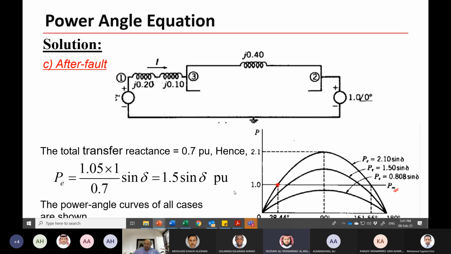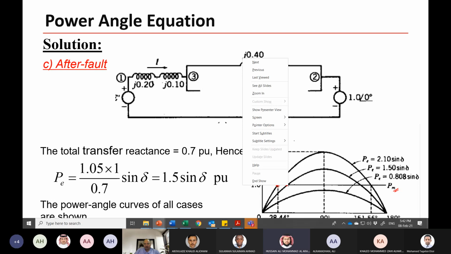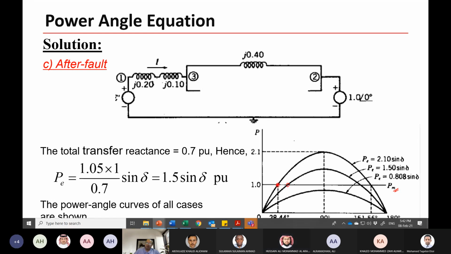On the curve, the post-fault curve. Should I move right, left, up, down? Right. Right. To this point? Yes. This is the final destination. You are right. So how will this point move from here to here? Any answer?